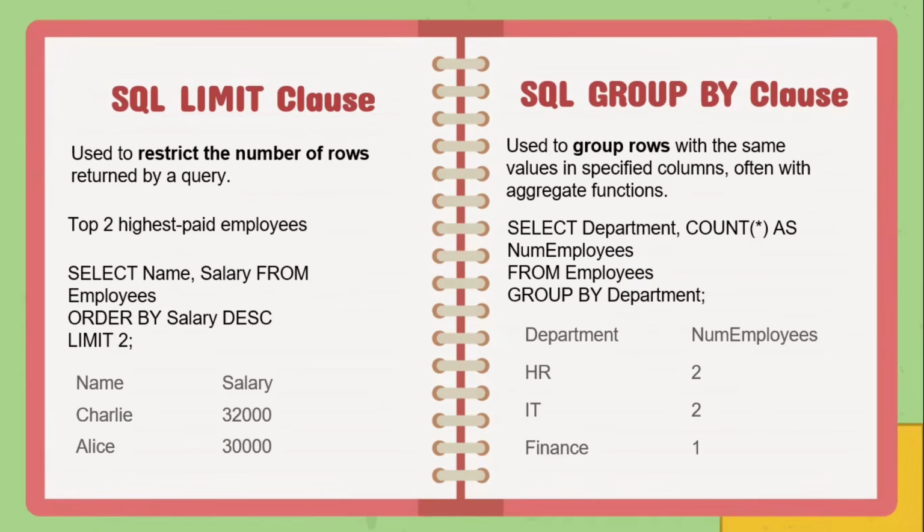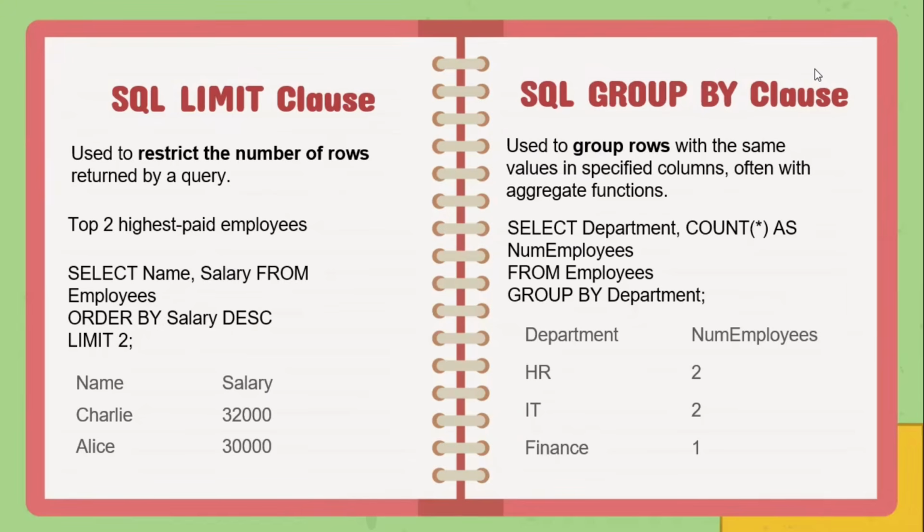Then SQL limit clause. It is actually used to restrict the number of rows returned by a query. Suppose I want to retrieve only the top two highest paid employees. Then we can write select name, comma salary from employees, order by salary DESC, because we want to retrieve it in descending order so that the highest two will come up at the top, and limit two. That means we only want two highest salaries from the table. So this is the table that we will get.